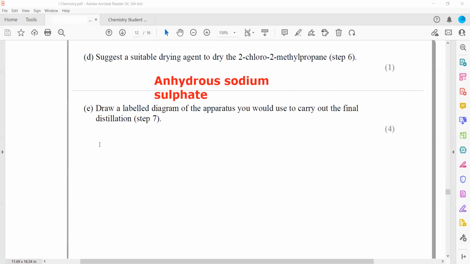Then draw a labelled diagram of the apparatus you would use to carry out the final distillation. And it's 4 marks. So you have to practice these. You must be able to draw these apparatus. So we have to draw the distillation apparatus. First we'll have a round bottom flask. Then we'll place a thermometer, and then the condenser will be there. Water inlet and outlet, you will also label.